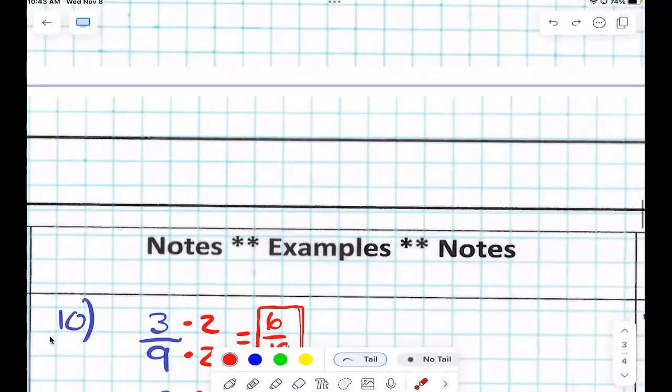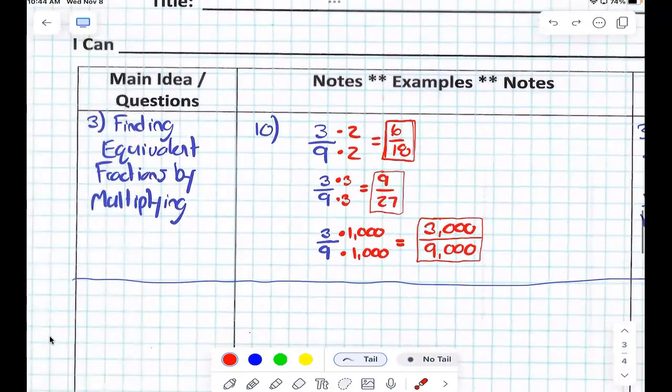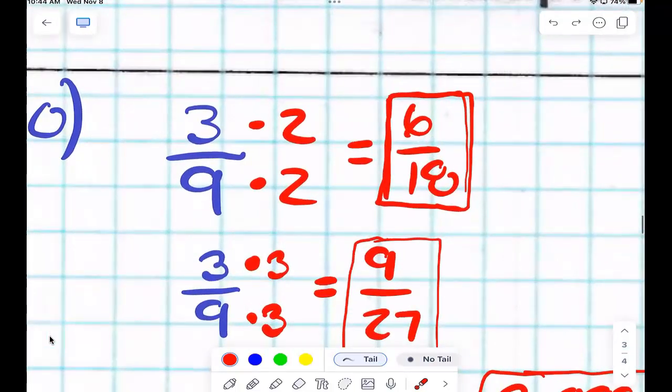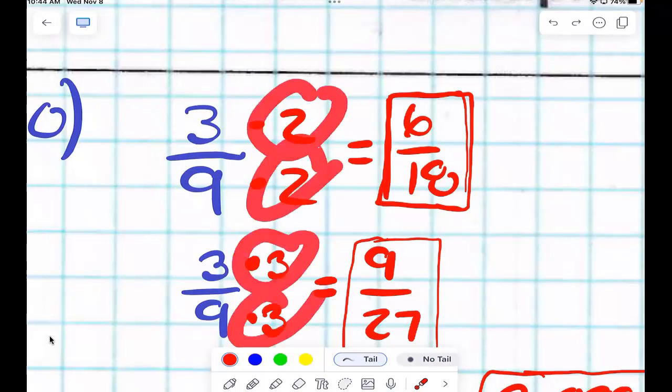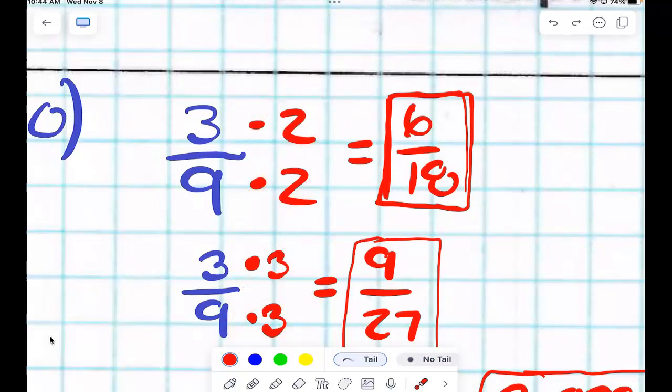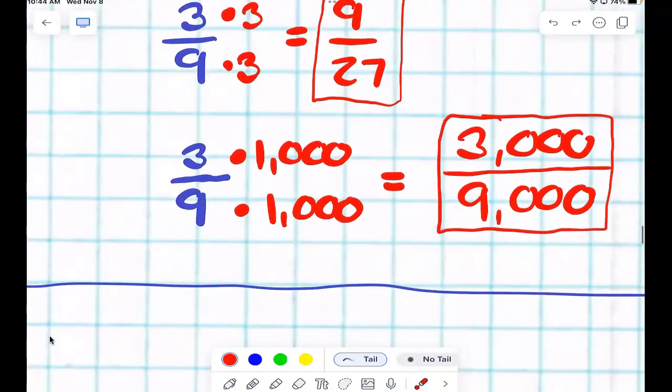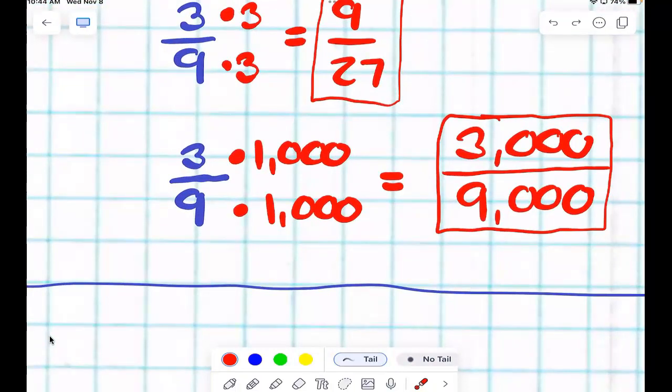Can you find equivalent fractions using multiplication? Yes. The rule is, if we have 3/9 and we want to find an equivalent fraction but use multiplication, we need to multiply the top number and the bottom number by... well, not necessarily by 2, but by the same number. It could be 2, it could be 3, as long as you're doing it to the top and the bottom the same. It could even be 1,000, right? So as long as you're doing the top and the bottom by the same number, you're good, yes? Yeah. For both multiplication and division. We good?